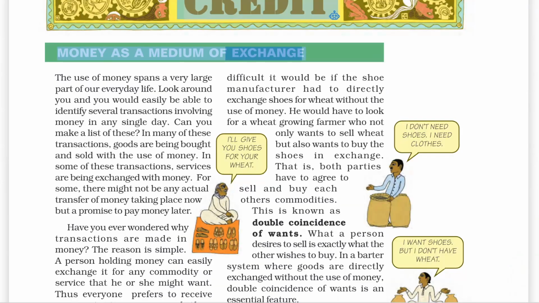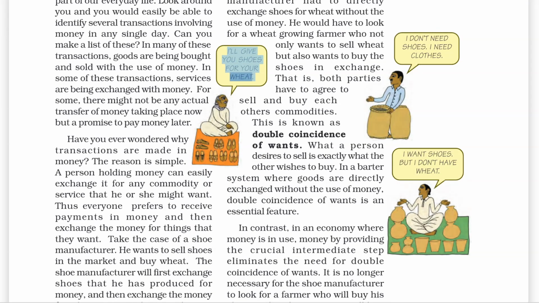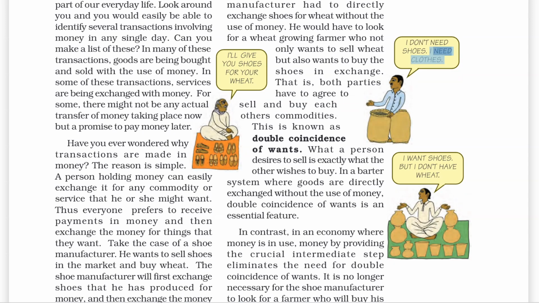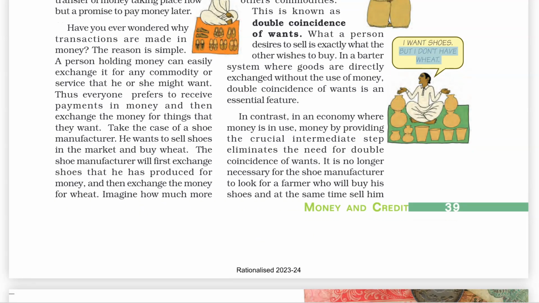Money as a medium of exchange. I'll give you shoes for your wheat. I don't need shoes. I need clothes. I want shoes. But I don't have wheat.